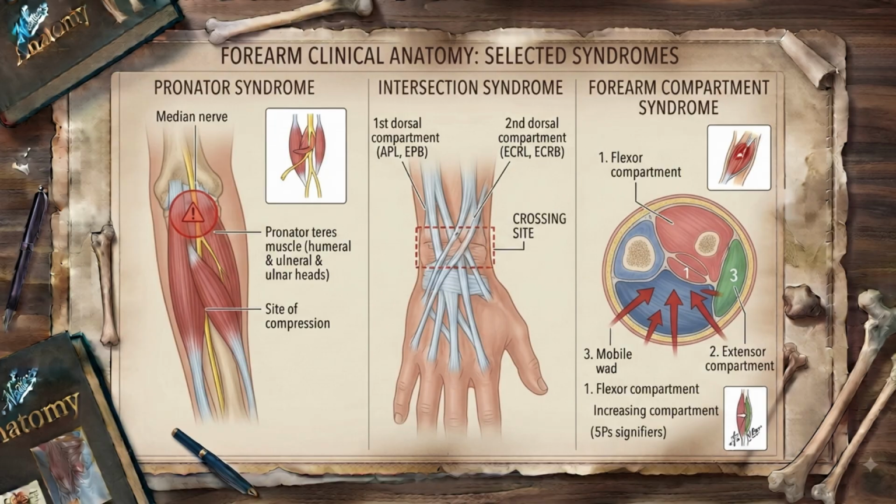As we earlier saw, the forearm contains relatively closed fascial compartments. An increase in pressure can compromise blood flow and nerve function. This is an important clinical anatomy relationship.